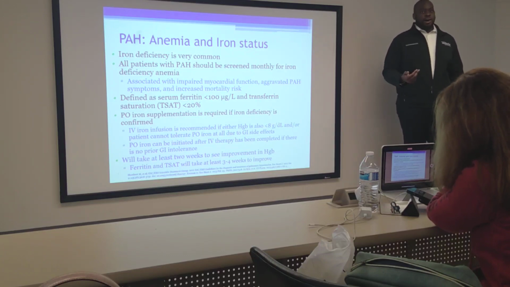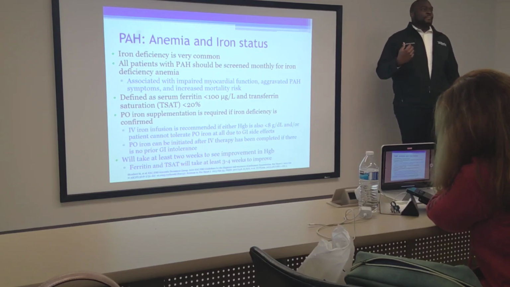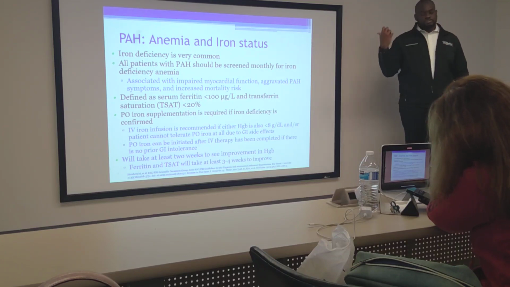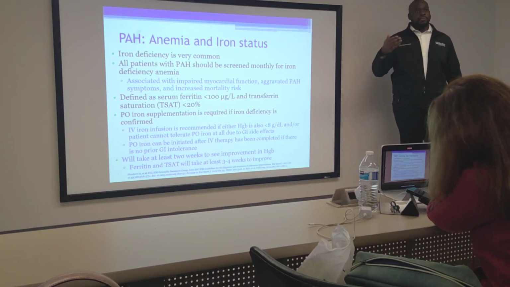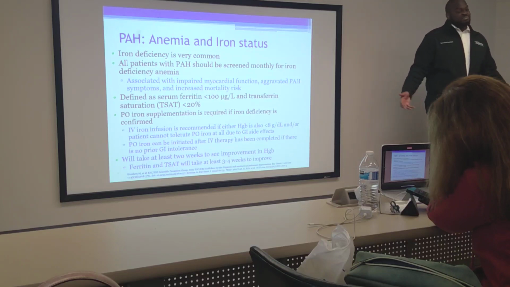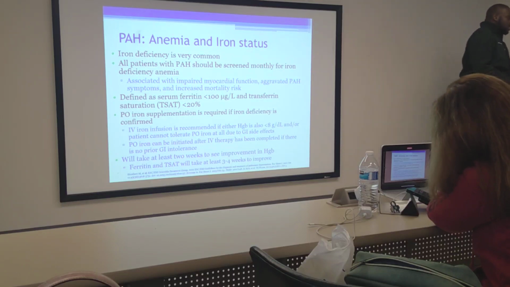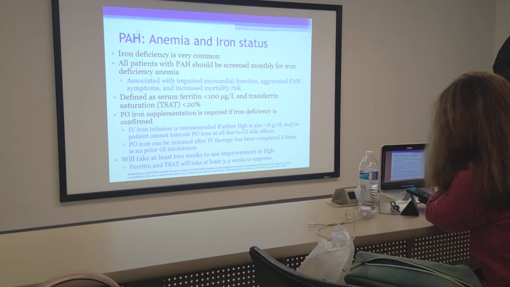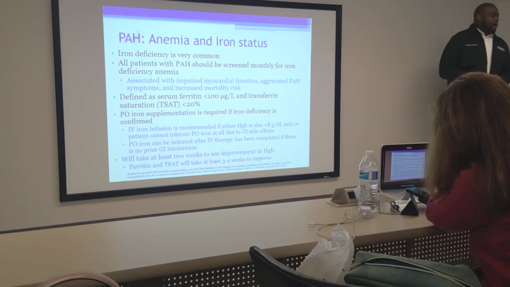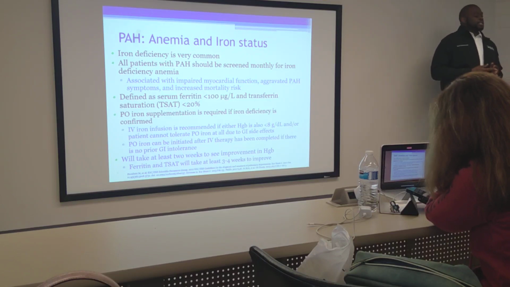So as a pharmacist, you're thinking, how can I save this patient money so they can still keep their PAH medication? This is an option: start with IV therapy first and go into your PO iron supplementation, which we know is pretty cheap. Note that it will take at least 2 weeks to see improvement in the hemoglobin, and your ferritin and TSAT will take at least 3 to 4 weeks to improve.